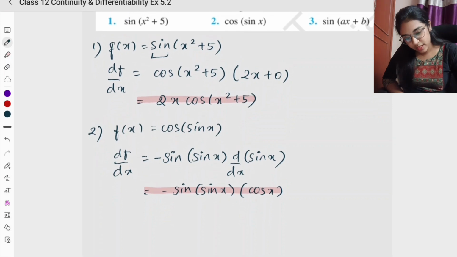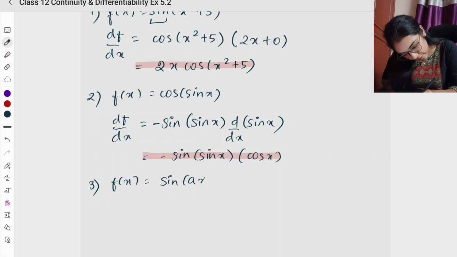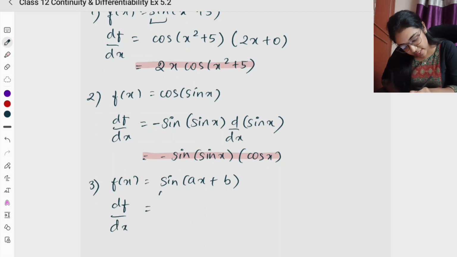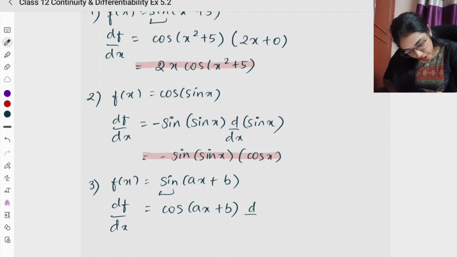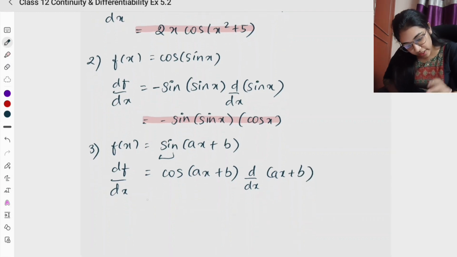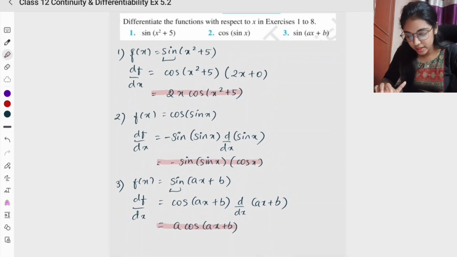Now, third question, sine of ax plus b. So, third question, f of x is equal to sine of ax plus b. These are all very, very straightforward questions that you learned in your 11th standard. Sine or derivative, cos. The theta is ax plus b in this case. Now, the derivative of ax plus b. So, d by dx of ax plus b. Ax plus b or derivative is simply a. So, I take the a outside. I'm going to have a cos of ax plus b. So, this is my final answer. Okay? Please copy the first 3 questions.